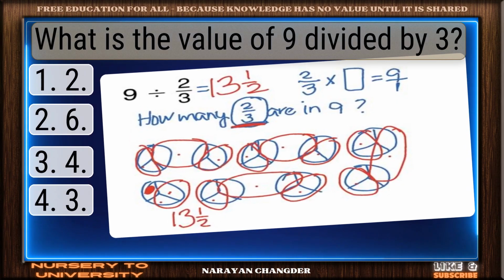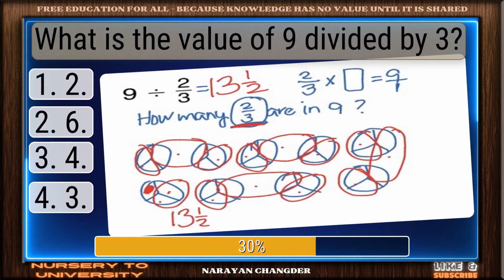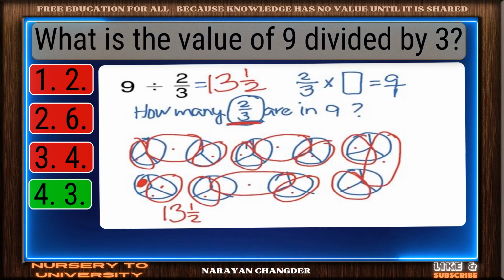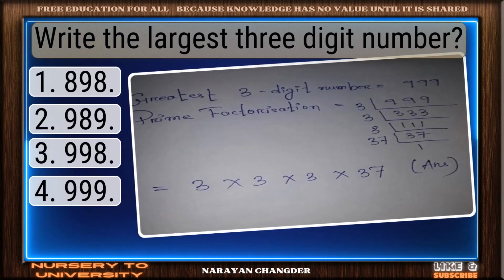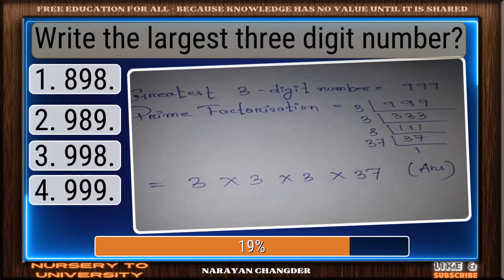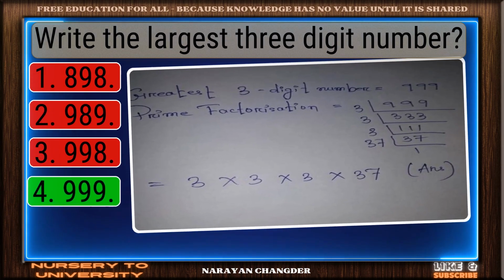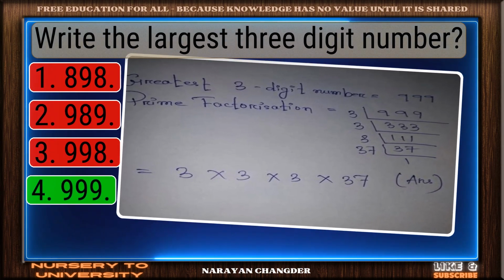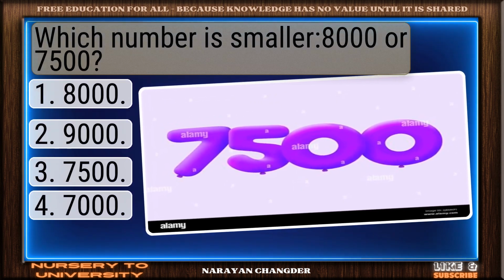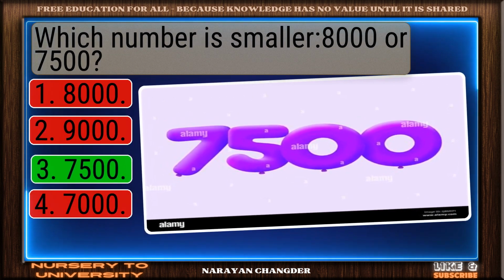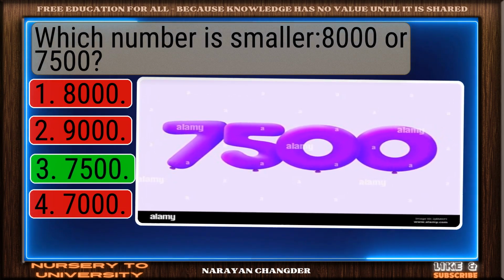What is the value of 9 divided by 3? Nice work. You chose 3 and it is correct. Write the largest 2-digit number. Exactly. 99 makes sense and it is right choice. Which number is smaller, 8,000 or 7,500? Well reasoned. 7,500 is the correct choice.